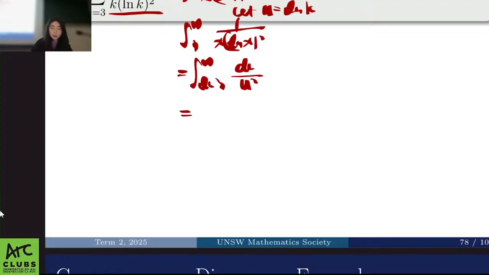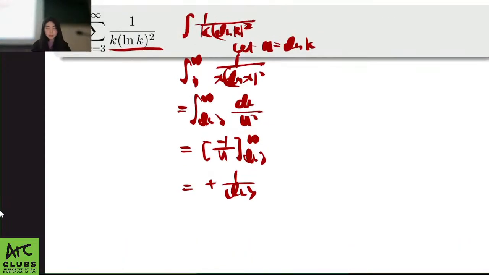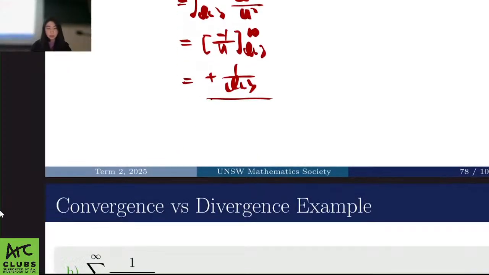If we integrate it, it is going to be negative 1 on u with the bounds of infinity and ln 3. Putting in negative 1 on infinity, that's just 0. The second term is positive 1 over ln 3. So finally, the equivalent integral is convergent, and therefore we know this series is also going to converge.